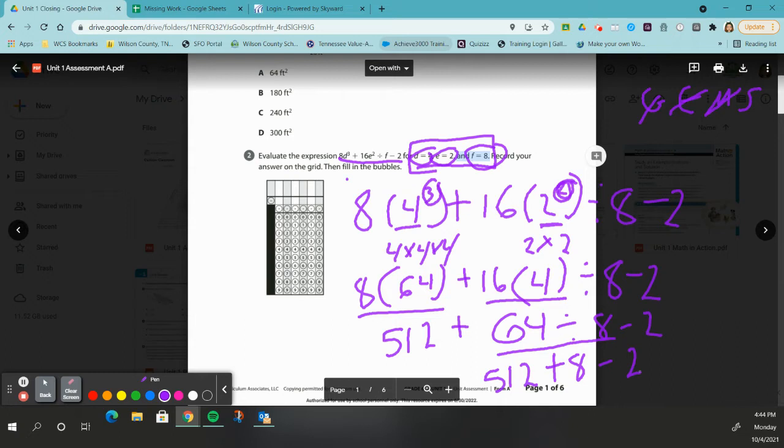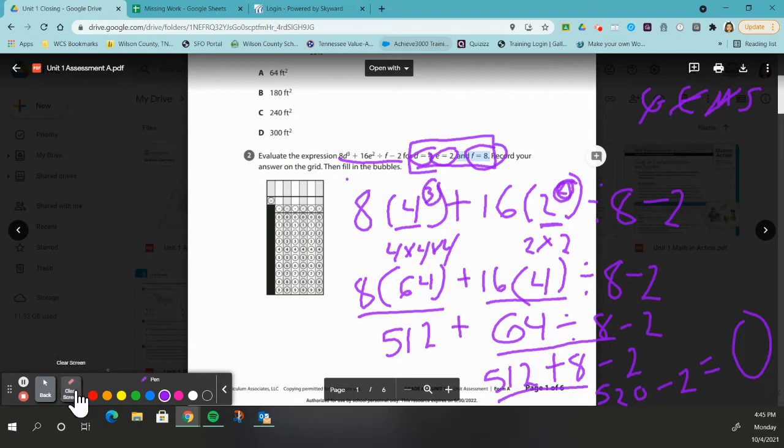Now, this is another thing where the order matters. If you subtract 8 minus 2 first, you have done this in the wrong order and will get the wrong answer. Our order of operations says we do subtract or add next, but it's whichever comes first if you're moving from the left side of your expression to the right. So if I'm moving from the left to the right, I need to add 512 plus 8 first. Well, that gives me 520, correct? And then I need to subtract 2, and that will give me my final correct answer for number 2.